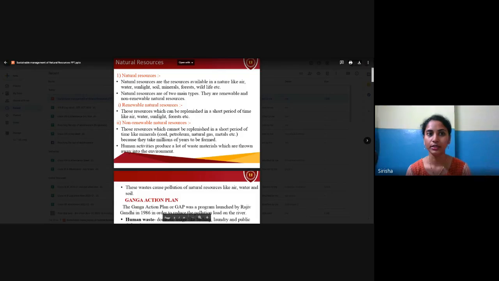All these are nothing but natural resources, and forests, wildlife, soil, minerals. Some of them are natural resources, not Panchbhutas exactly. Some of them are natural resources like soil, which we have learnt in class 9 as well. So, natural resources are of two types. They are renewable as well as non-renewable natural resources.